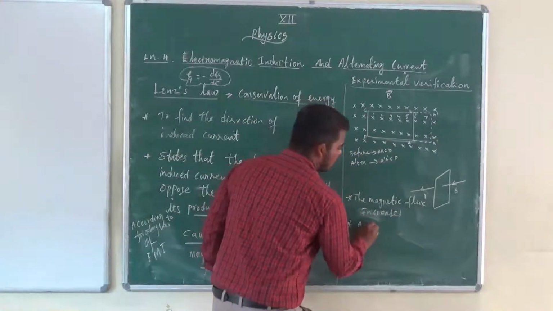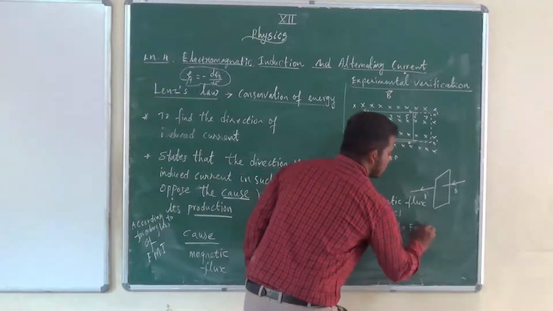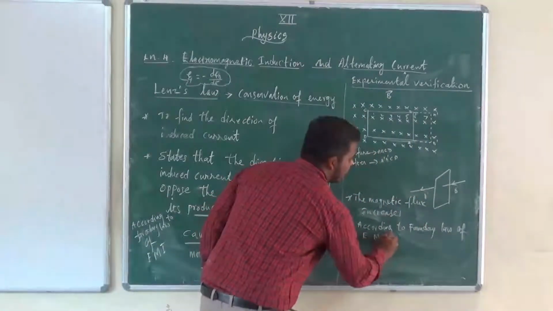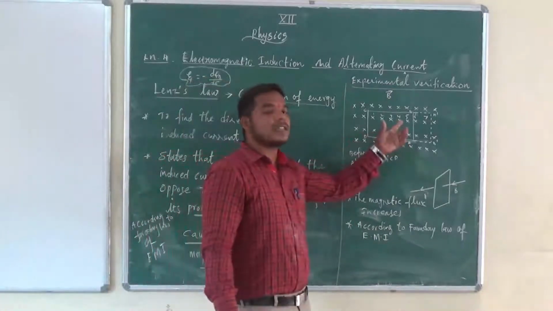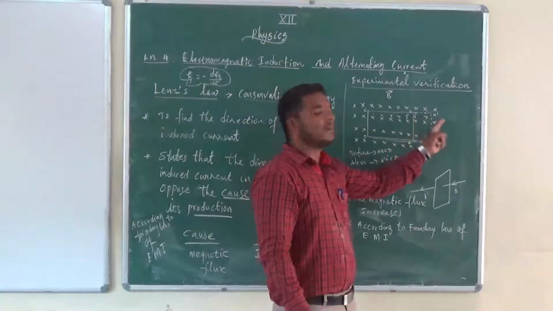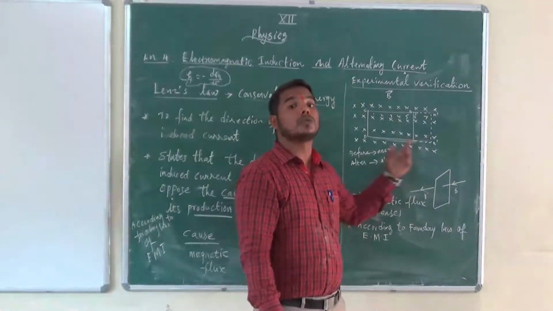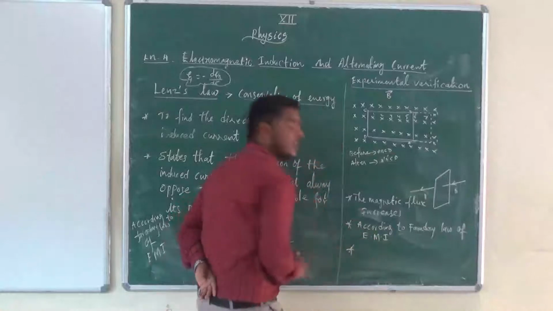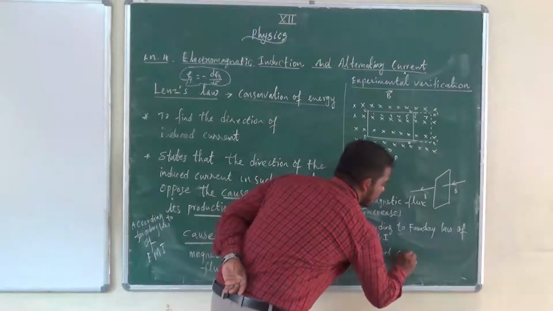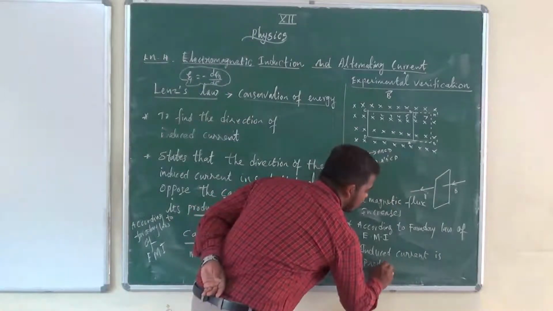So according to Faraday's law of electromagnetic induction, whenever there is a change in magnetic flux, here before the magnetic flux is 5, after that the magnetic flux is changed. So whenever there is a change in magnetic flux, an EMF, that means induced current, is produced. From the definition of electromagnetic induction, induced current is produced.